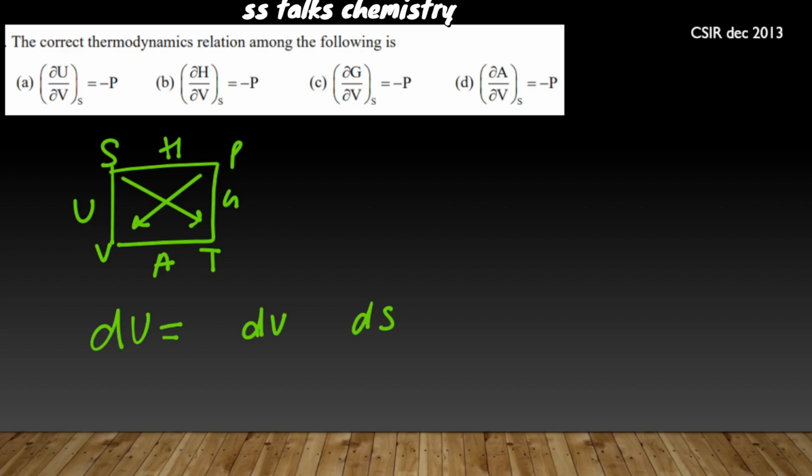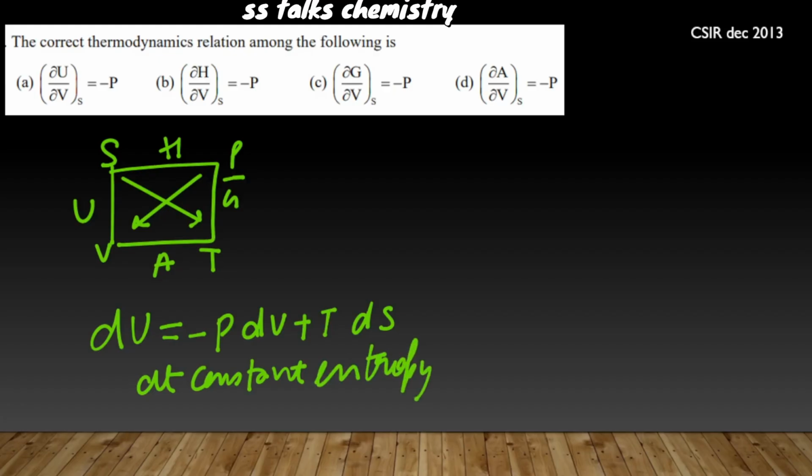Now for the volume, opposite of it is the pressure. Arrow is going away from it. So minus P plus TDS will be there. So at constant entropy, we will be getting that dS value will become equal to 0.